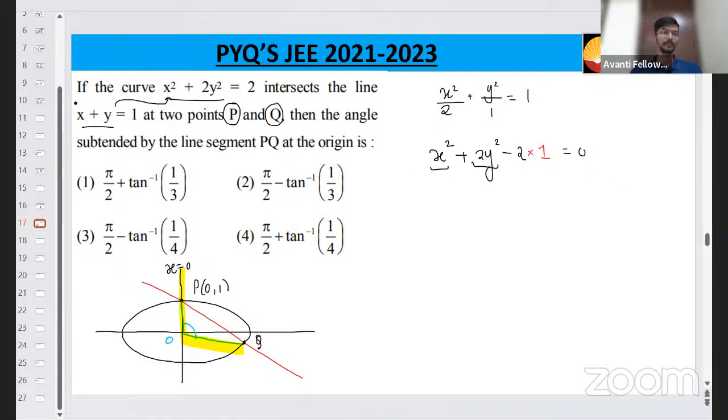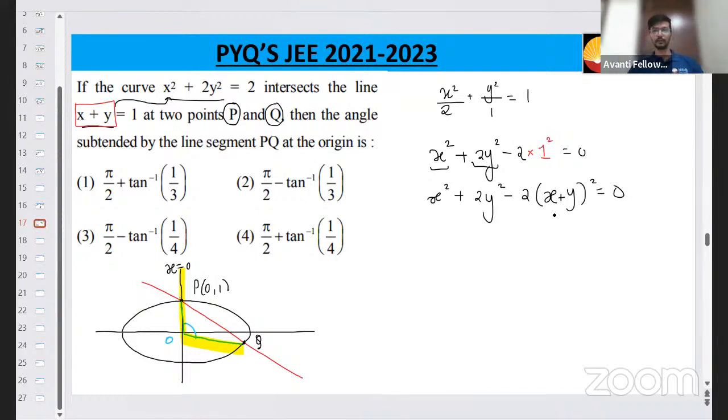And from here, we can see, what is the value of 1? The value of 1 is x plus y. So we substitute here: x square plus 2y square minus 2 into (x plus y) the whole square equals 0. So simple. Now this equation that we'll get will be the joint equation of the pair of lines marked in yellow, and we have to find the angle between them. I hope I'm making sense.